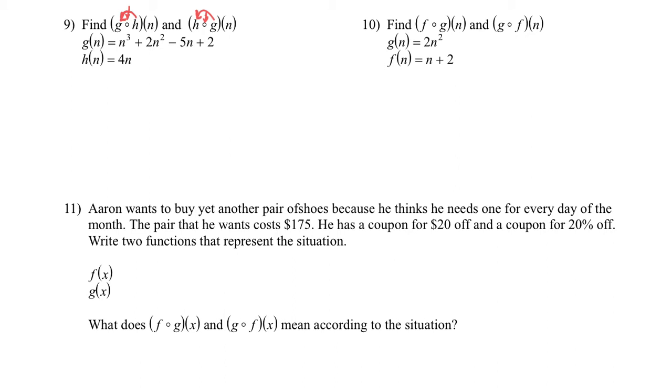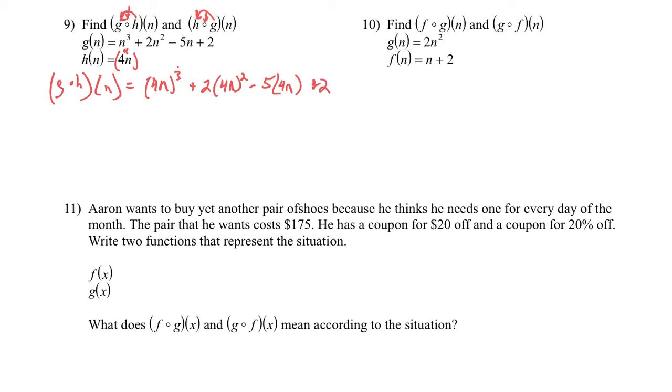So when you're doing g of h, the h is going into the g, and then label which one you're doing. So g of h of n is equal to, you got n cubed plus 2n squared minus 5n plus 2. And in place of n, you're putting the h function, so 4n for each of those. And then go ahead and simplify everything.